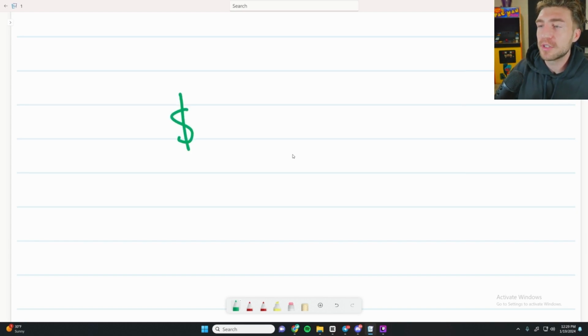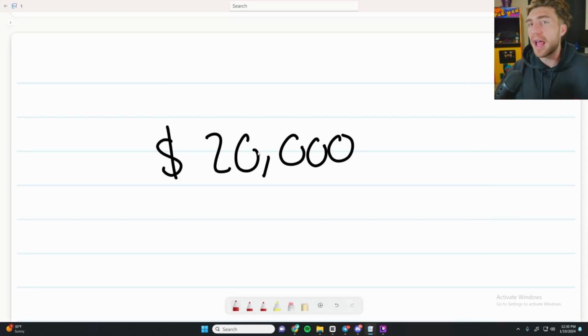Let's say it cost you, even after you got your down payment, let's not use green because we're talking about costing you. Let's say it cost you $20,000. After we subtract our down payment, we got our entry fee, we subtracted our down payment. Let's say it actually cost us $20,000 to get into this deal.